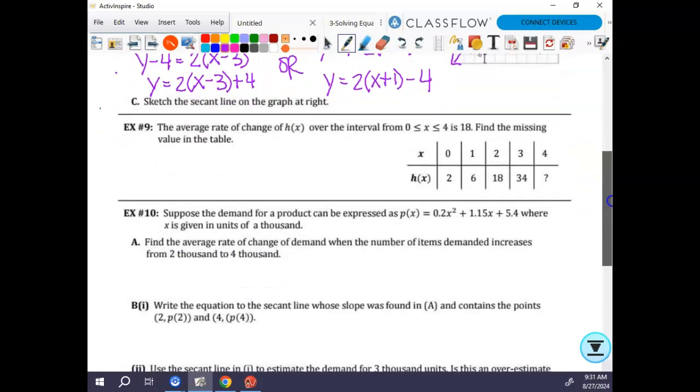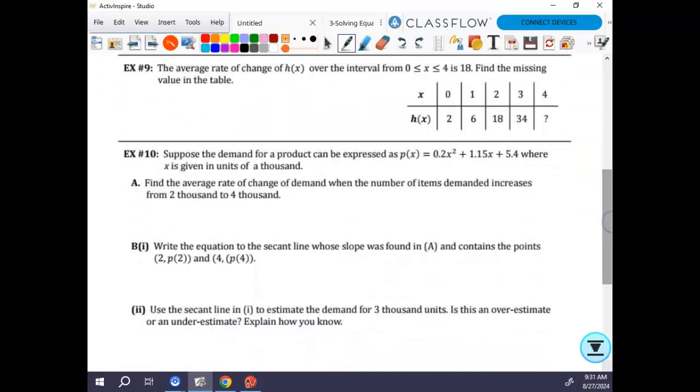All right, so let's look at 9. Average rates of change of h of x over this interval is 18. Find the missing value on the table. All right, so I'm going to start with average rate of change from 0 to 4. That means this is 4 minus 0. H of 4 minus h of 0. Okay. Set it up with my function notation.